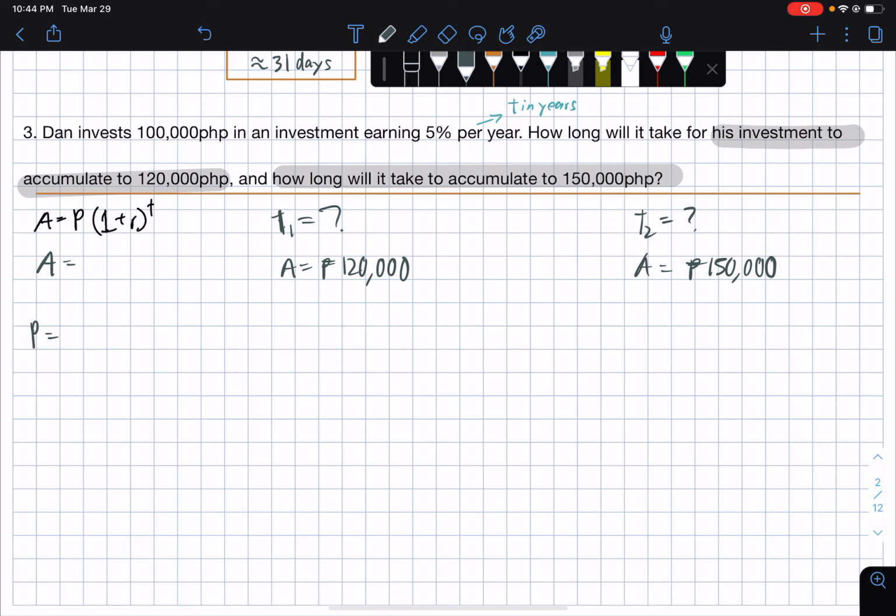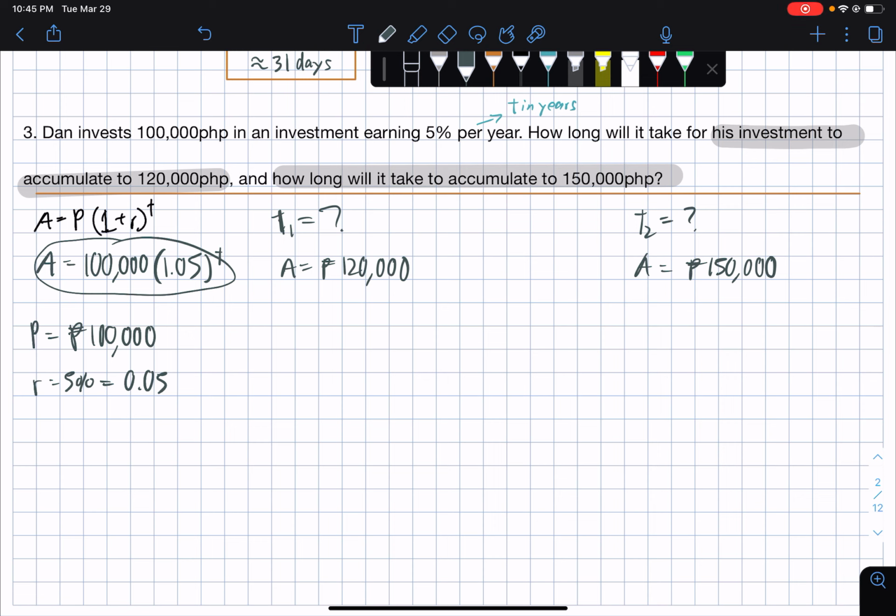P is said to be 100,000 pesos. That is our initial value, or initial amount. Then 1 plus R. R is 5%, or in other words, 0.05, raised to T. We can actually simplify this, so it's just 1.05. So yeah, that's our model equation.